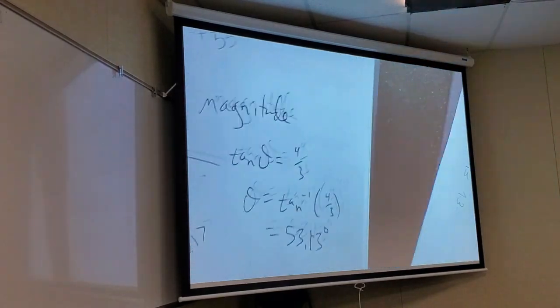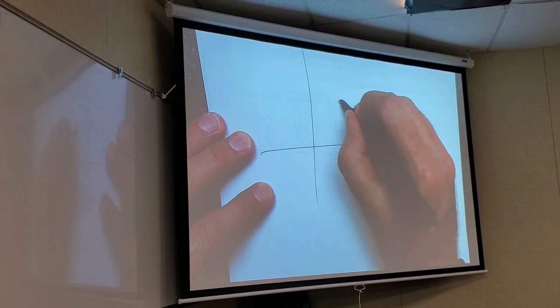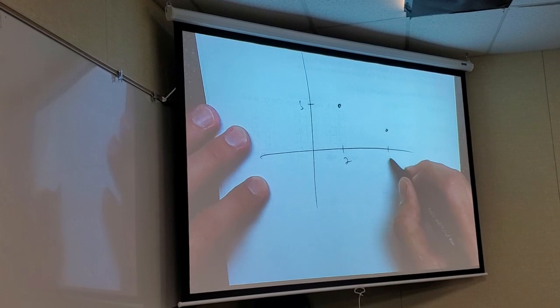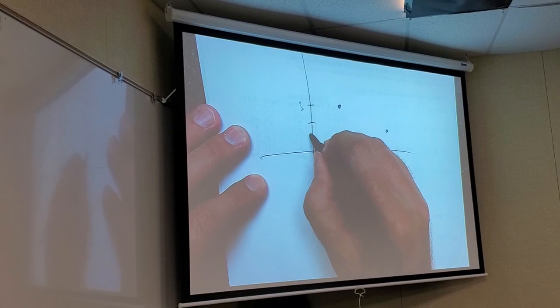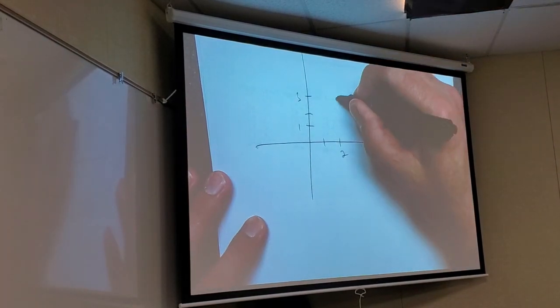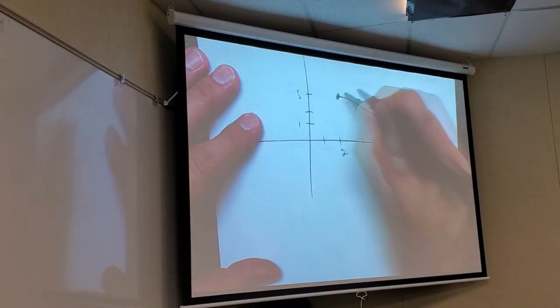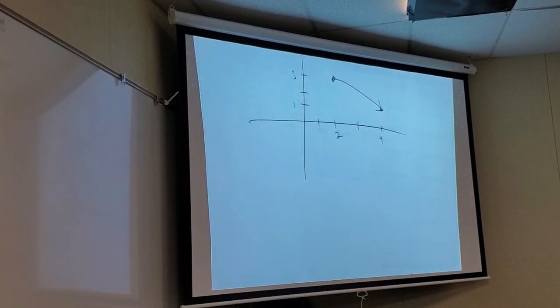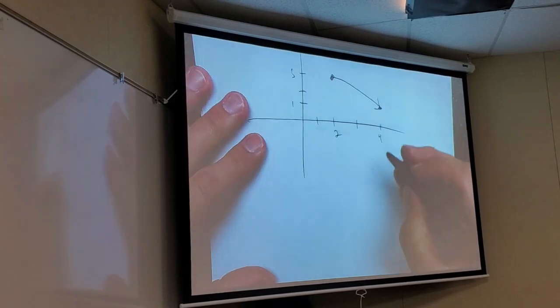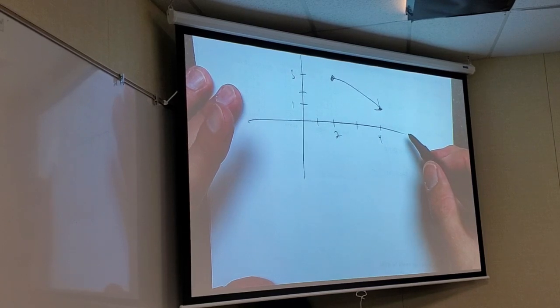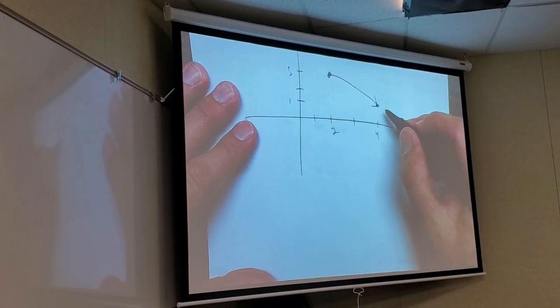One last thing I want to talk about with vectors. What if I had this vector? Pretend like that's straight. It's not supposed to be curved, damn it. That's a vector. What is its terminal point?